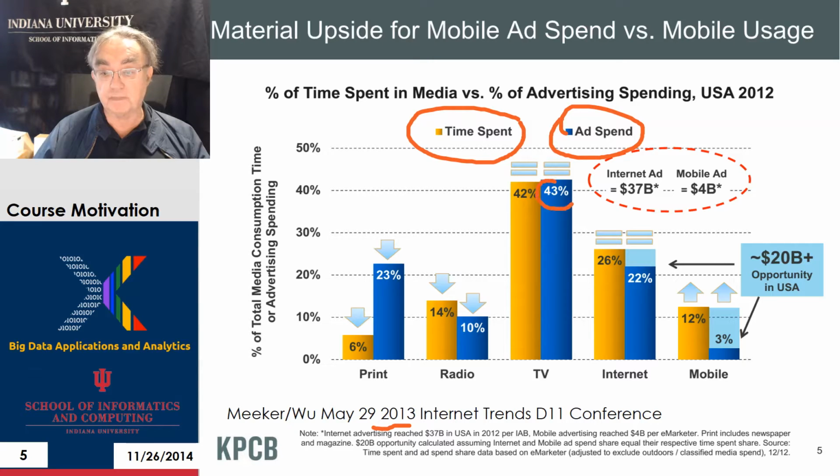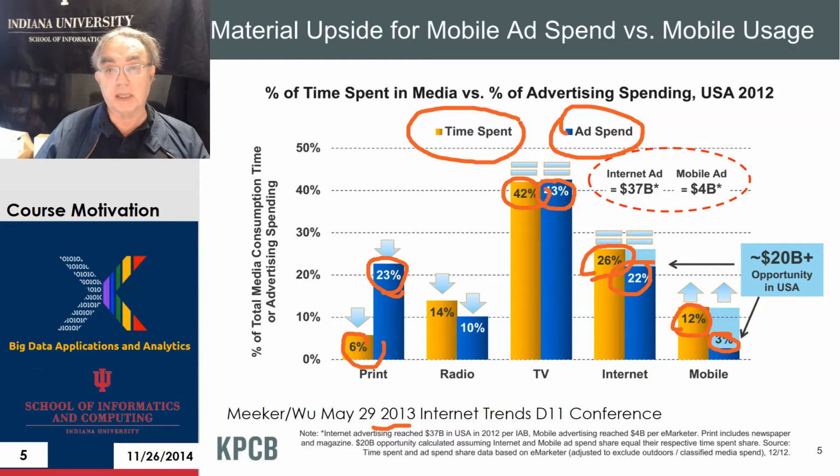For TV, which has 43% of the advertising budget, people spend 42% of their time. So that's pretty well matched. Internet isn't too bad, 26% of their time, 22% advertising. And the interesting numbers are here for print. Print is 6% of time, 23% of the advertising. And the major discrepancy is mobile, 12% of time, 3% of advertising. So that's the origin of the huge emphasis on mobile advertising and the possibilities there.